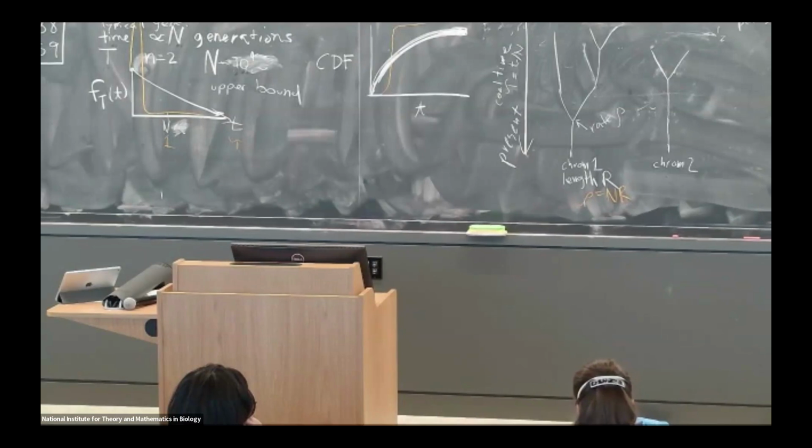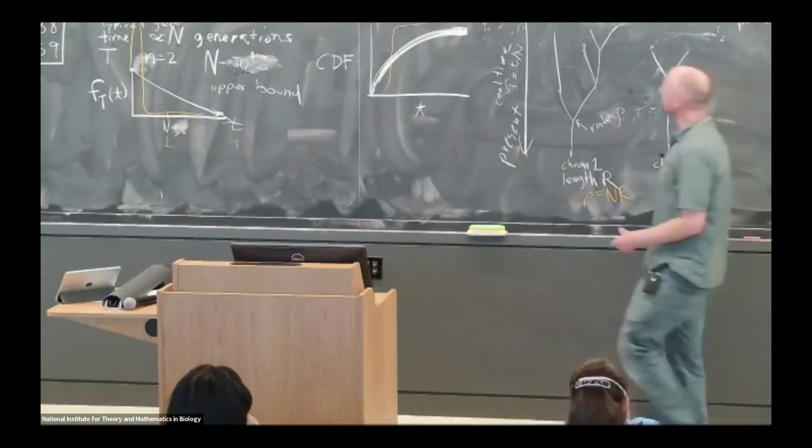In unscaled time, we have to multiply by n. And recall this is nr. So in regular generations, the time is square root of n over r. Very funky scaling. Okay, so let's put that on here.